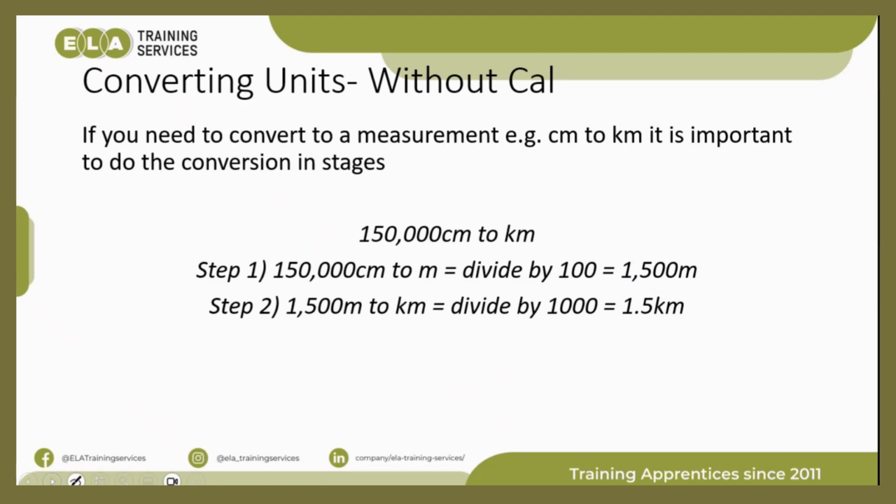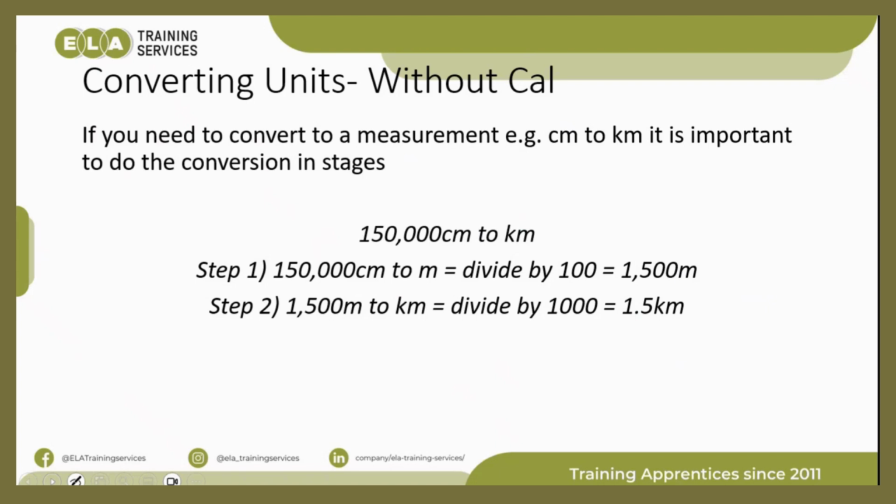If you need to convert a measurement, for example, a centimetre to a kilometre, it's really important that you do the conversion in stages rather than all at once. It'll help minimise any errors. So say we have to do 150,000 centimetres to kilometres.